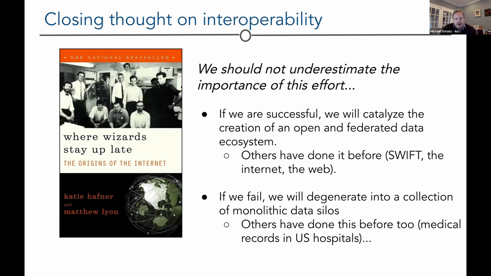And just to have one final thought, I think we're at this really tremendous moment in time. I'm old enough to remember an era before the internet, when I was dialing up on my modem to individual servers, individual computers. And it was very inefficient, it was very clumsy, data were siloed. It was a mess. I think we have this tremendous opportunity to sort of reverse that model, really have things harmonized, really have things interoperable, but we have to get it right. If we're successful, we're going to catalyze the creation of this open and federated data ecosystem, the internet itself being a premier example of how that could be so successful. If we fail, unfortunately, there is this real risk of degenerating into a collection of monolithic data silos that obviously we want to avoid here.